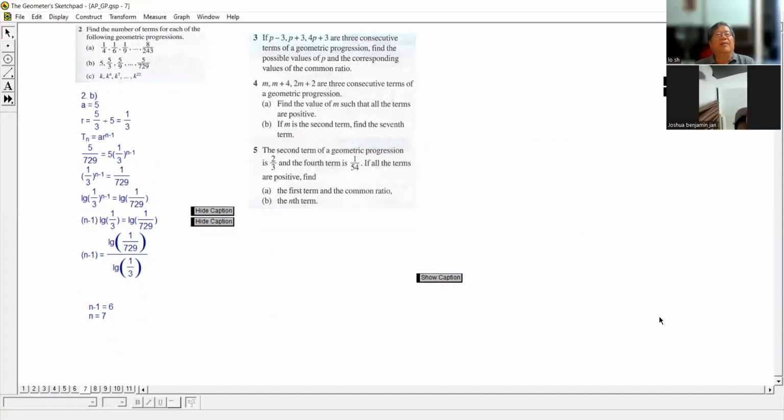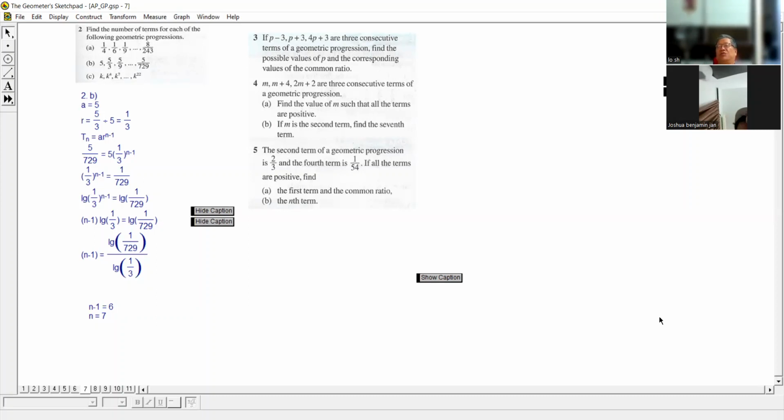You read question number 3. If p minus 3, p plus 3, 4p plus 3 are 3 consecutive terms of a geometric progression, find the possible values of p and the corresponding value of the common ratio. Now, here they are talking about 3 consecutive terms in a geometric progression.